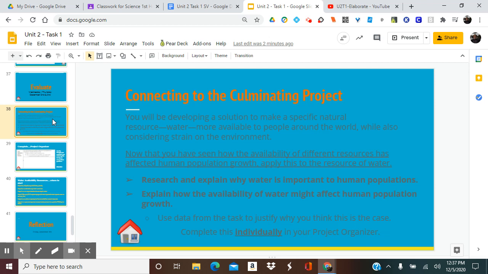So, first today, we're going to start thinking about and researching why water is so important to human population, and how the availability of that water is going to affect the population growth in a certain area. So use the data from the task to justify what you think the case is. Okay, so this is going to go in your project organizer.